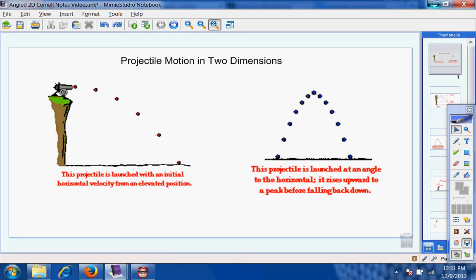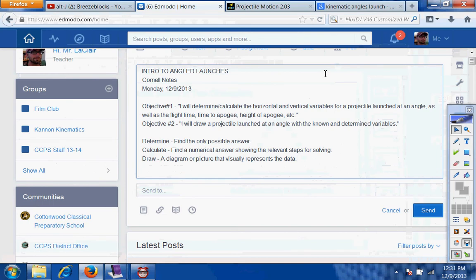To start us off, we're going to go ahead and look at our objective. Objective number one is I will calculate the horizontal and vertical variables for a projectile launched at an angle, as well as the flight time, time to apogee, height of apogee, etc. So basically we'll be calculating a whole variety of information. Objective number two, I will draw a projectile launched at an angle with the known and determined variables. These two objectives will be our objectives until winter break and probably even beyond, because these are the two big main pieces of what we've been building up towards.